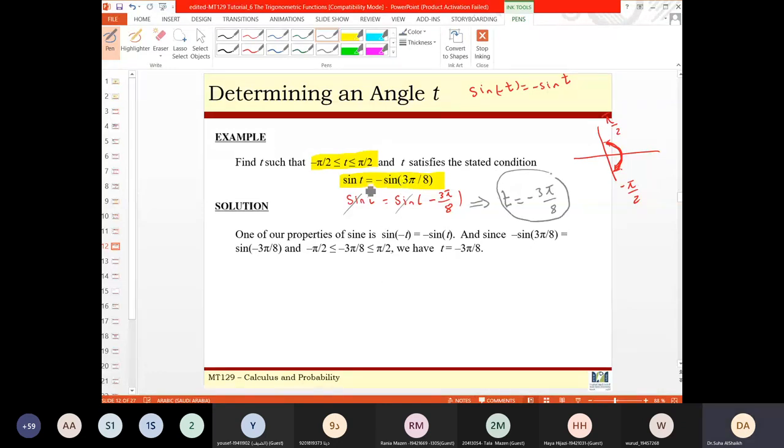Now we couldn't cancel from here because of this minus sign that we have. We had to put it inside, cancel the signs, and we get t is equal to minus 3 pi over 8. Okay.